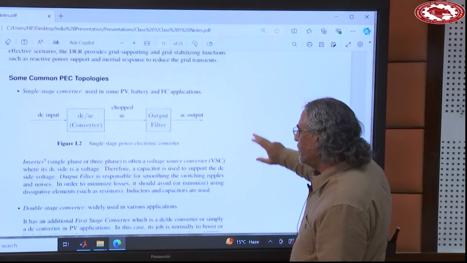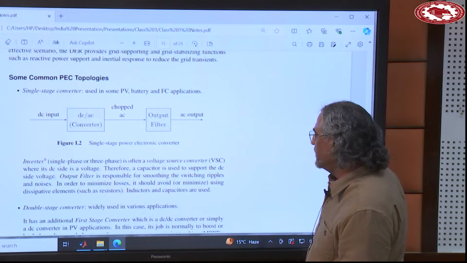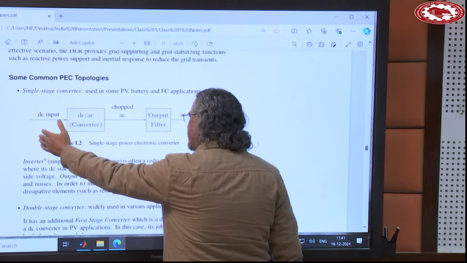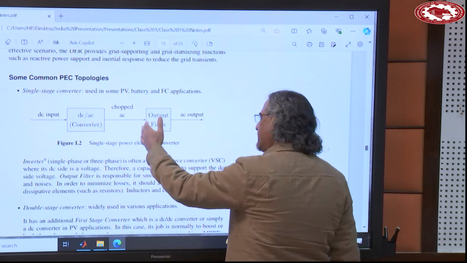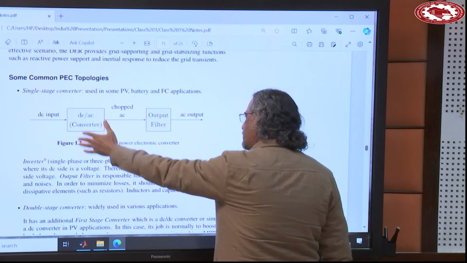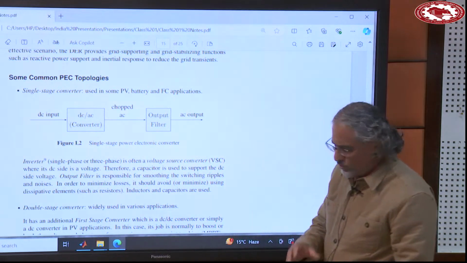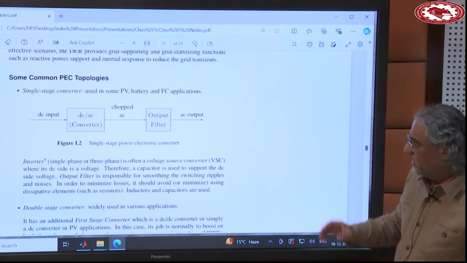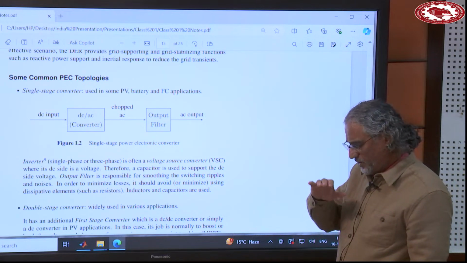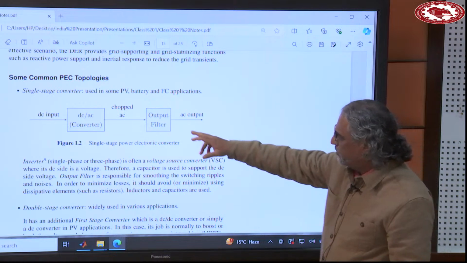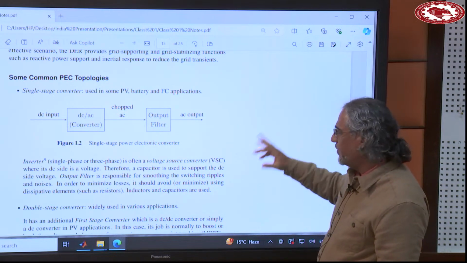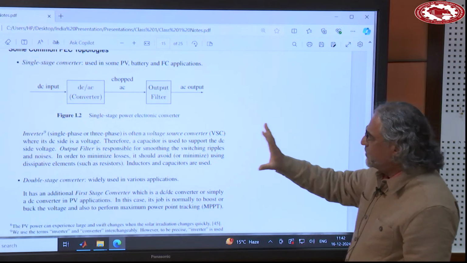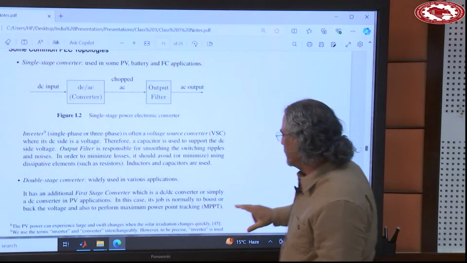So some common topologies that we have: we have a DC input, let's say a solar generator, then you have DC to AC, and these are switches that really chop, so to speak, the voltage and generate an AC from DC. But that voltage is not smooth, so you need a filter to make that voltage or that current smooth. So this is called a single stage. You directly convert DC to AC.